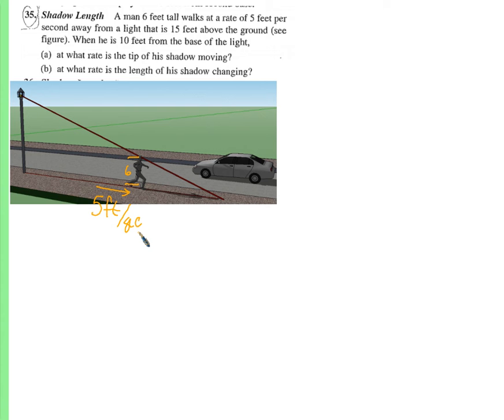How many of you are drawing this picture? Not right now, I mean in your homework. Were you drawing a picture? Drawing the picture in your mind, that's mistake number one. You have to draw it on a piece of paper. It's really important to draw a picture. Okay, so he's walking away. The light is 15 feet above the ground, so this is 15.